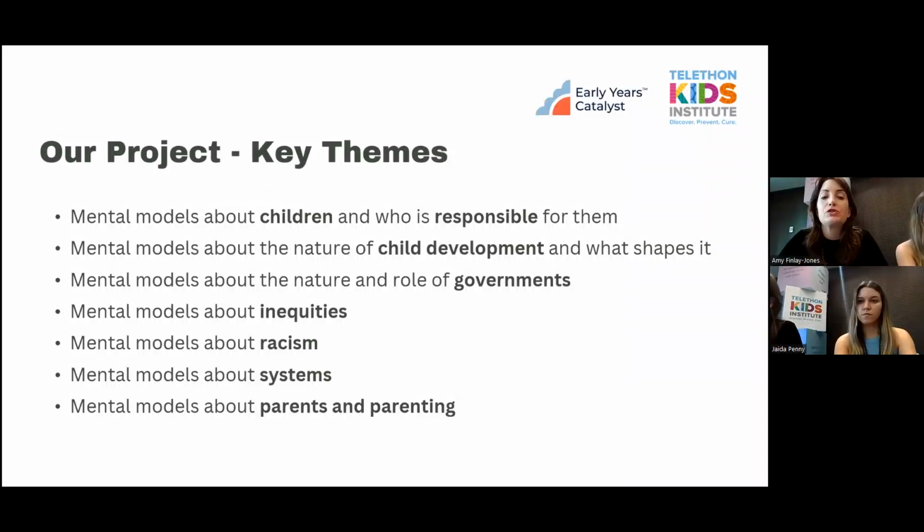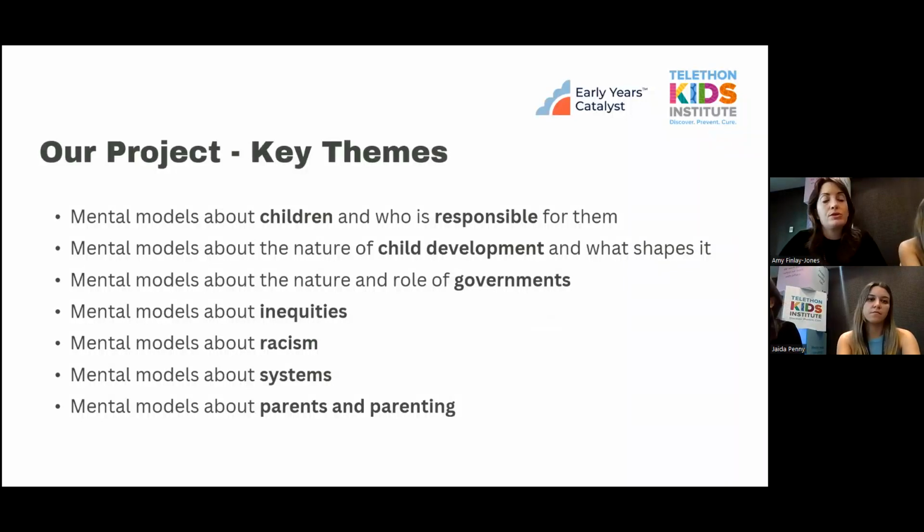So we've looked at mental models about children and who is responsible for them and their well-being. We've looked at mental models about the nature of child development and what shapes it. We've looked at mental models about the nature and role of governments. We've looked at mental models about inequities, mental models about racism, mental models about the nature of systems, and mental models about parents and parenting.